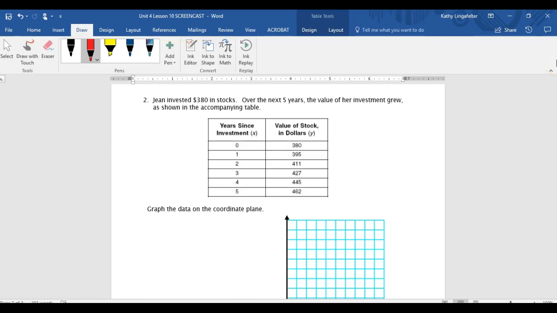This is Unit 4, Lesson 10, Number 2. I'm filming this in 2 separate screencasts because YouTube only allows you to upload something worth 20 minutes. So this is the second problem.